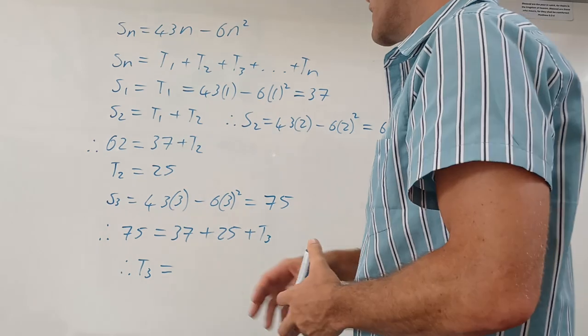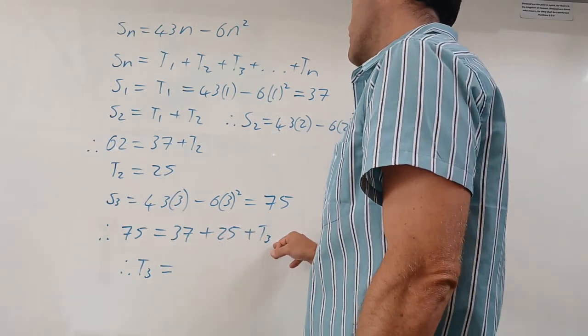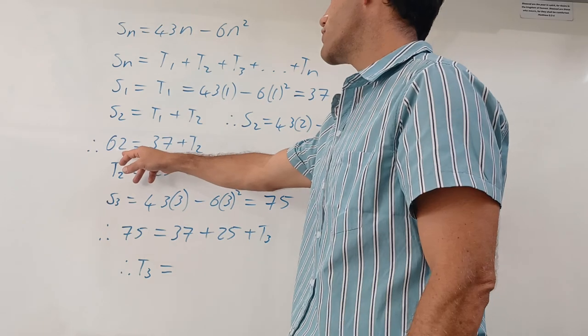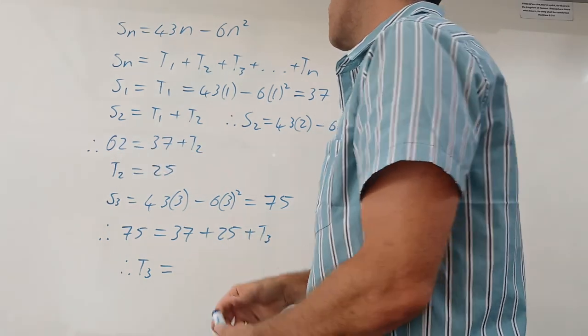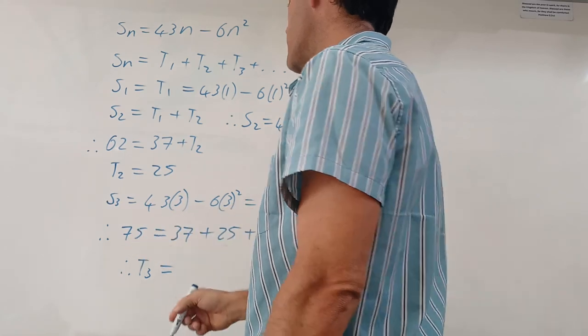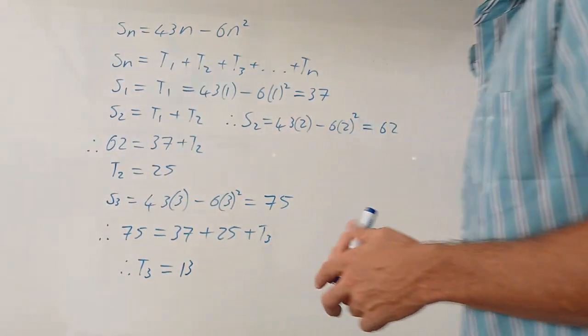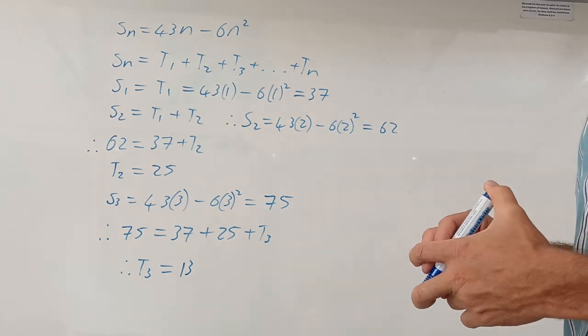another option is to say it's S2 plus term 3. Because we know S2 is term 1 plus term 2. We already know that S2 is 62. So we know it's 62 plus term 3. And then 75 minus 62 is 13. So term 3 will be 13.